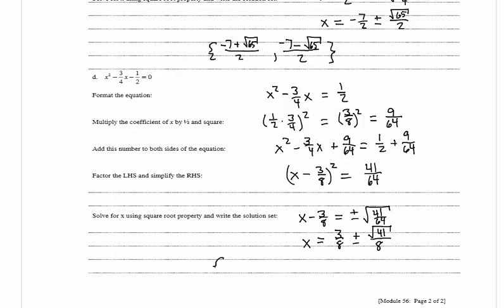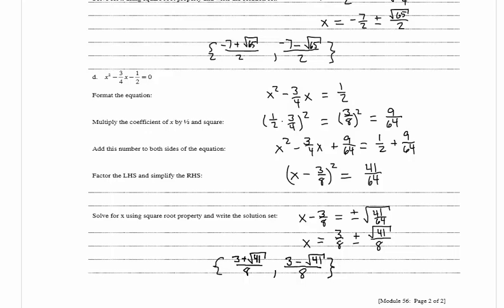So our solution set is 3 plus the square root of 41 divided by 8, and 3 minus the square root of 41 divided by 8.